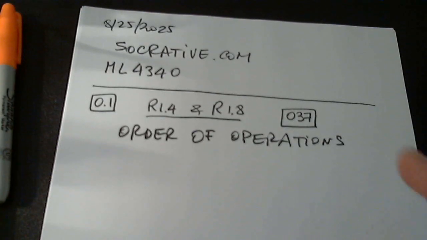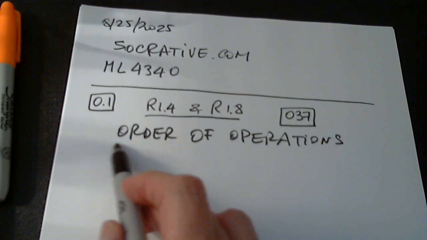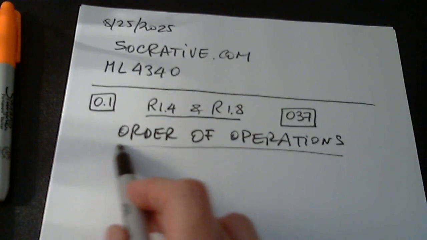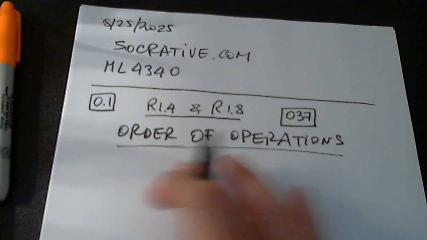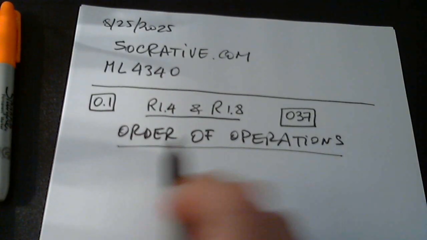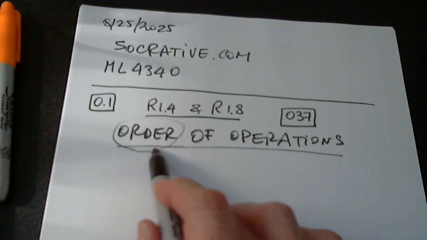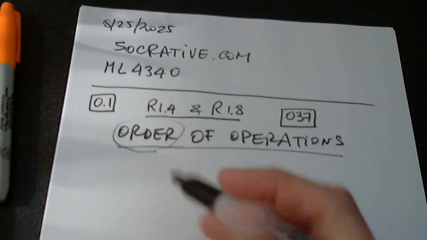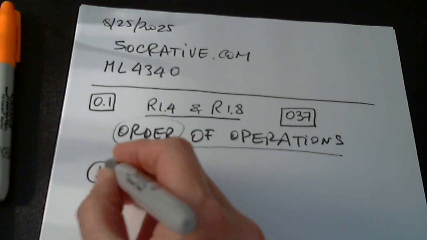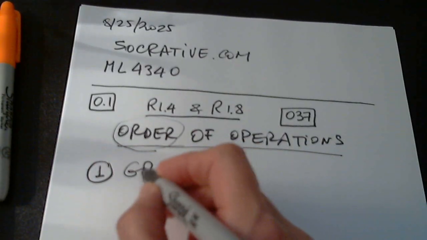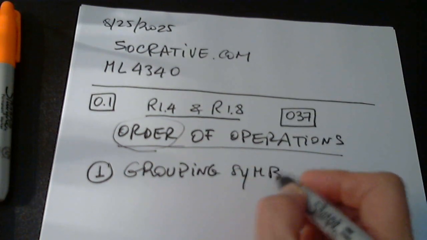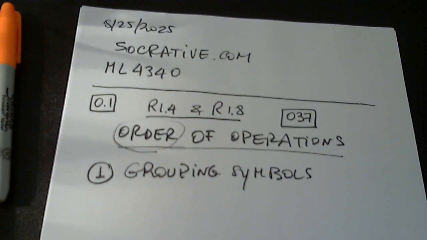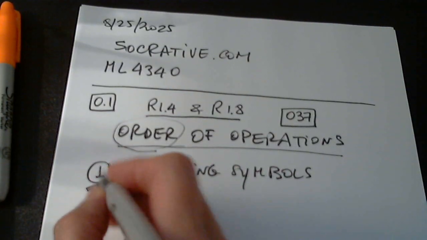Okay. Order of operations. This is something very important. I'm sure everyone knows at least something about it. We cannot perform operations if we do not know their order. So, first of all, the first step is any grouping symbols. What do I mean by grouping symbols? So this is the first priority.